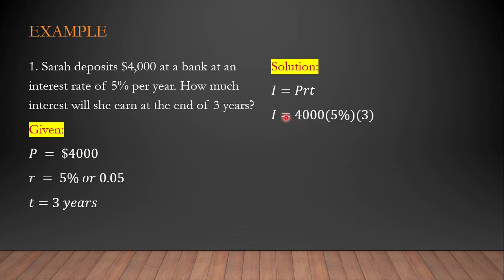So, ganito yung kalabasan. I is equal to 4,000 times 5% times 3. So, 5% convert into decimal. Ganito mangyayari. 4,000 times 0.05 times 3. So, pag nag-compute ng interest, mas better po kung may gamit kayong calculator. Input nyo lang po ito, so lalabas na po yung final answer. So, the final answer is, the interest is $600. So, this is the answer.